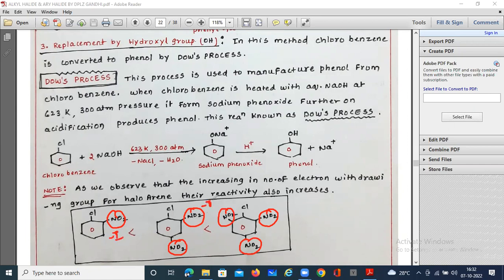Minus I stands for negative inductive effect. It explains electron withdrawing. Simply we can say EWG, electron withdrawing group. So for the haloarene, the reactivity also increases. The more the number of minus I groups, the more reactive it will be. Clear? Okay? Next.